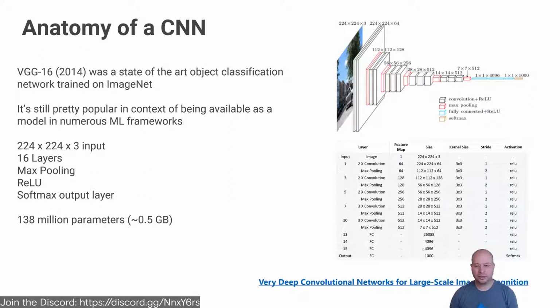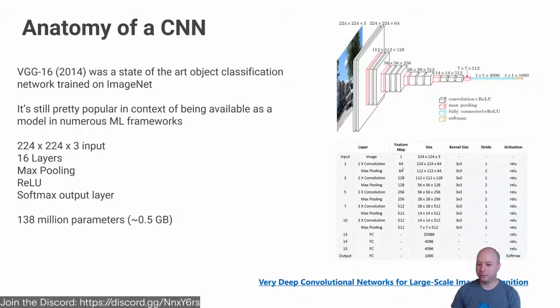VGG16, as you can see, takes in an input. Its input is defined as 224 by 224 by 3, so it has 3 color channels and a 224 square image. The first layer, as you can see, is 2 convolutional stages that are 3 by 3 in size. They have a stride of 1. The activation is a ReLU.